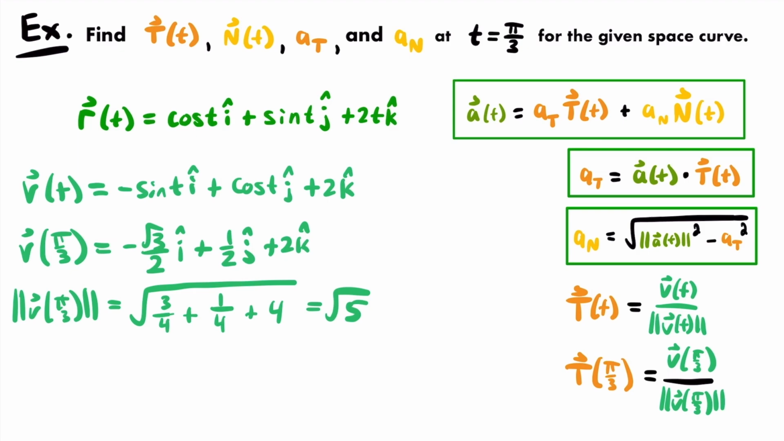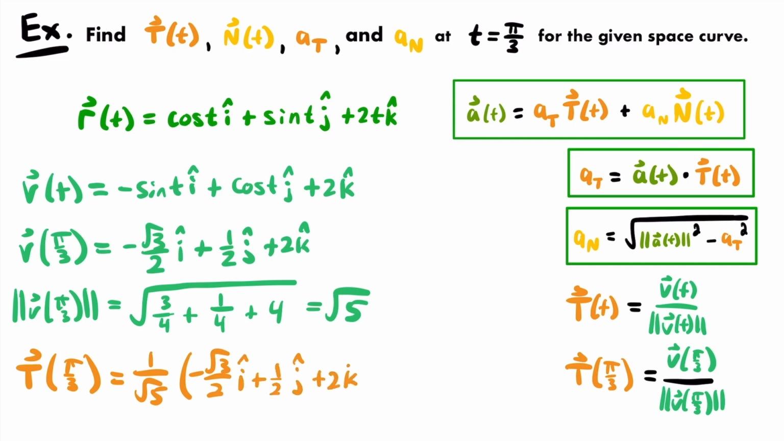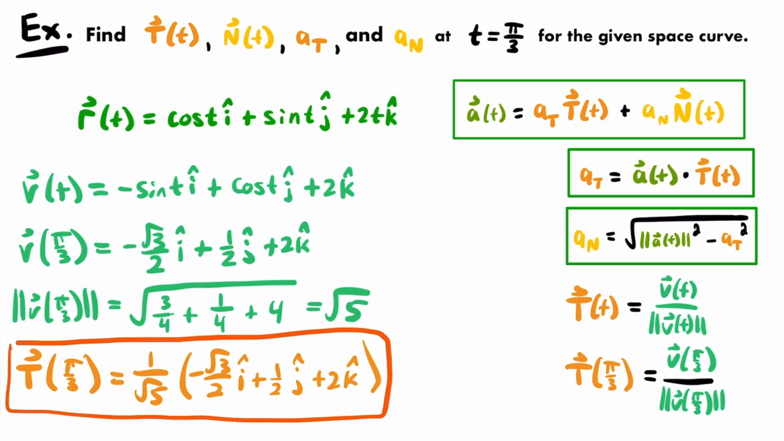And so here's what that will look like. We'll have T of pi divided by 3 is equal to this vector divided by this magnitude. So I'll just write it as 1 divided by that magnitude of the square root of 5 times that vector. So we have the negative square root of 3 divided by 2 times i plus 1/2 j plus 2k. All right, and so that is the first answer that we're looking for in this problem.